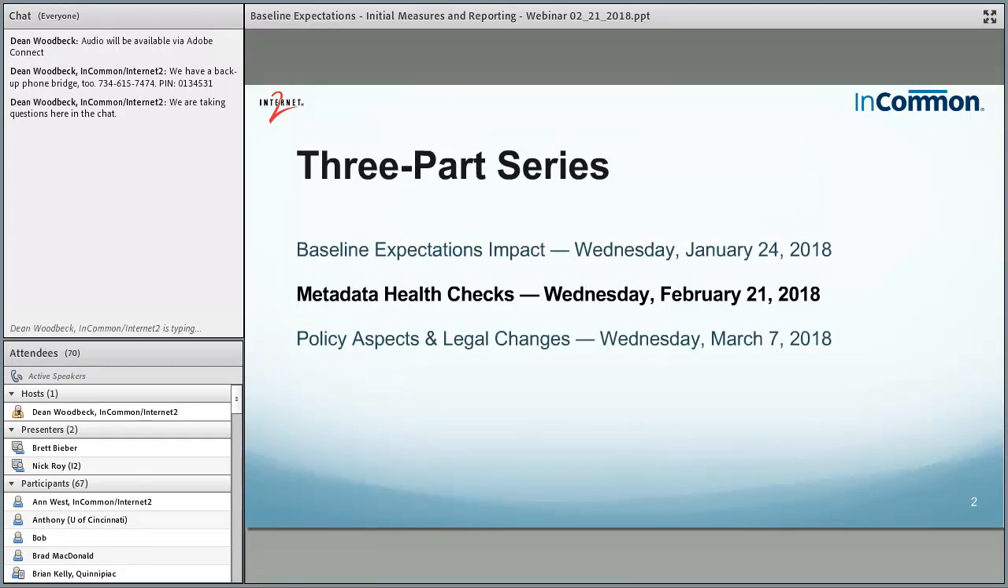As we mentioned before, there are three parties in this, and the Federation operator also has a role to play. One of the ways that InCommon will be facilitating that role is by automatically monitoring some elements of baseline expectations that we can check and that are easy or simple to verify. And with that introduction, Nick, can you please help us, Dr. Nick?